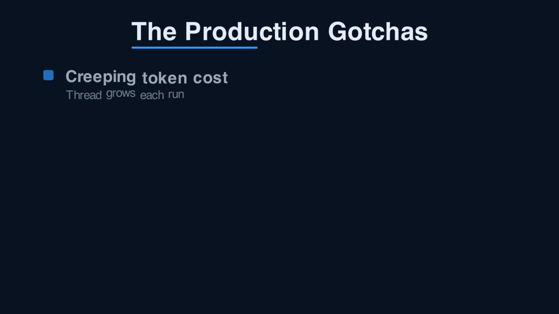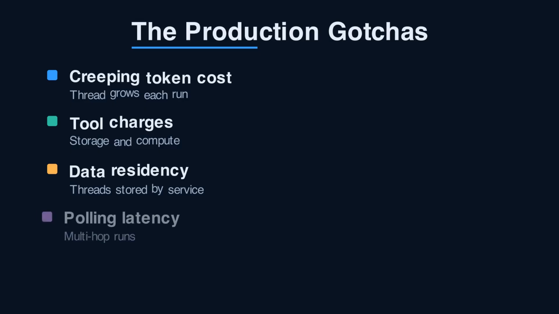Here's where teams get surprised. First, cost. The Assistants API auto-manages context, but it still feeds the growing thread back into the model every run, so token usage and your bill can creep silently as threads get long. Second, file search and code interpreter carry their own storage and execution charges.